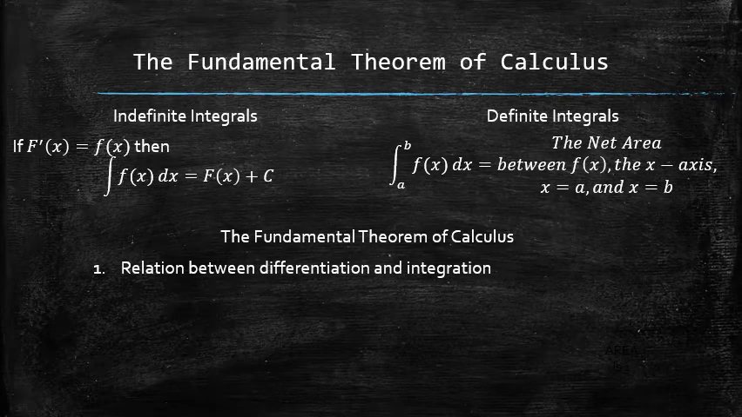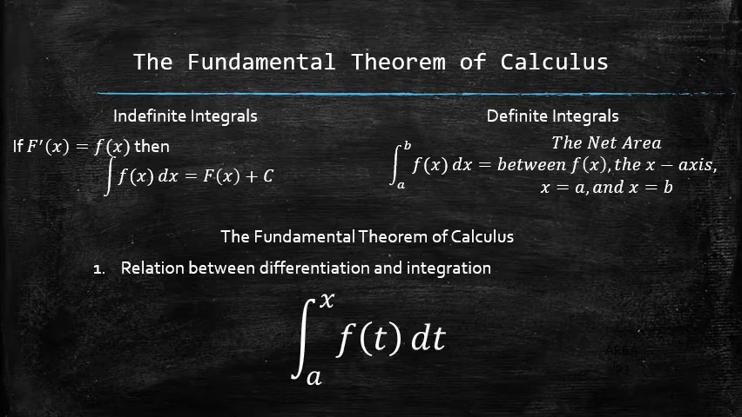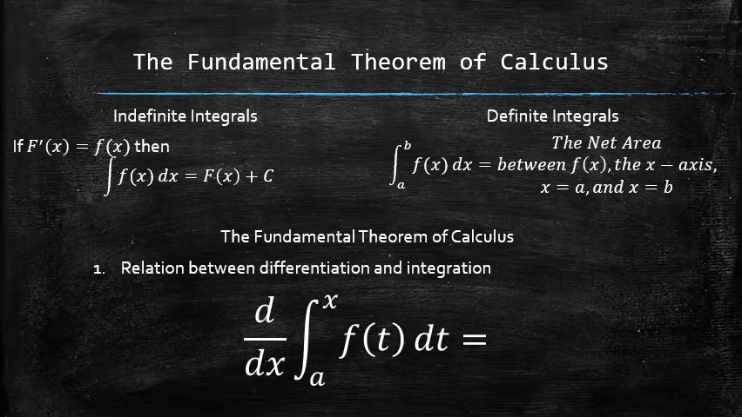We introduce a cumulative net area function that computes the net area under the function f from a to some value x. As x changes, the value changes, thus this expression is a function of x. Therefore, we can differentiate this with respect to x.